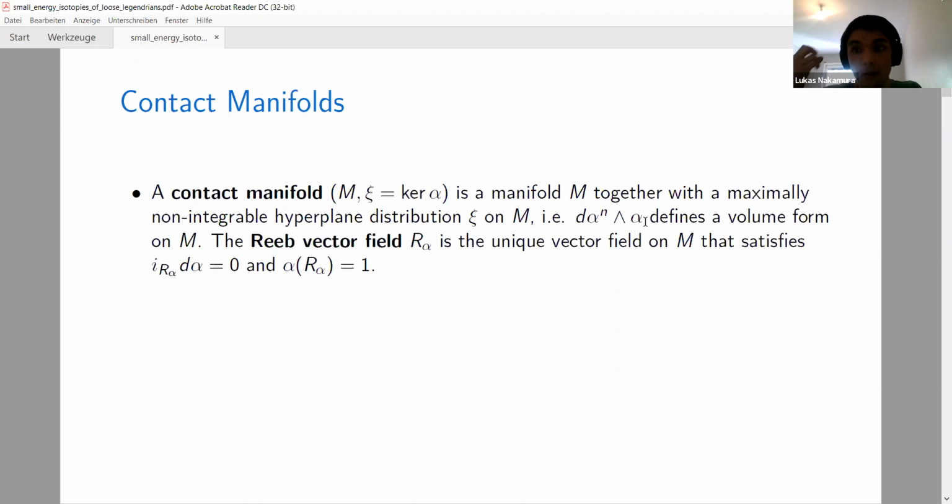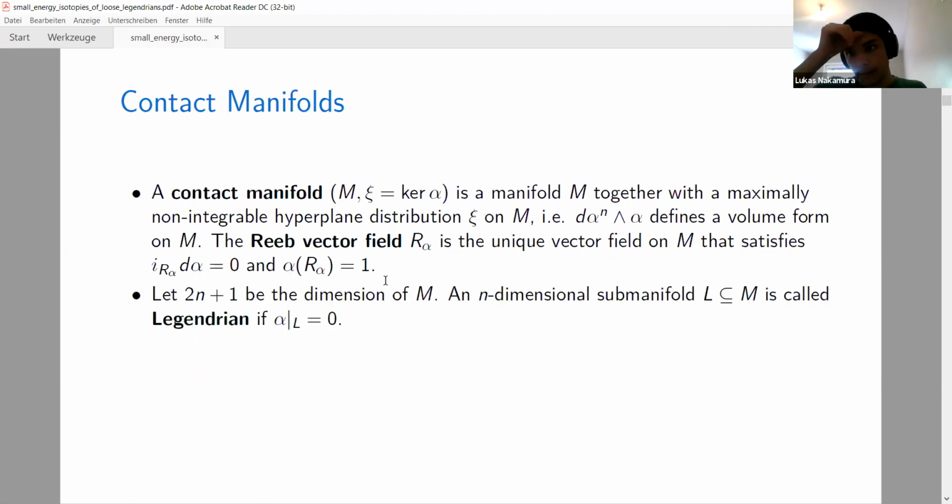And on such a contact manifold, we have a special vector field, the Reeb vector field, which is defined by the condition that if you plug it into alpha, you get 0, and it's normalized by the condition that alpha acting on it gives you 1. So we are especially interested in so-called Legendrian submanifolds, which are those submanifolds which are of maximum dimension, so dimension n, and which are tangent to the contact distribution, which is the kernel of alpha. So in other words, alpha should vanish when restricted to this submanifold.